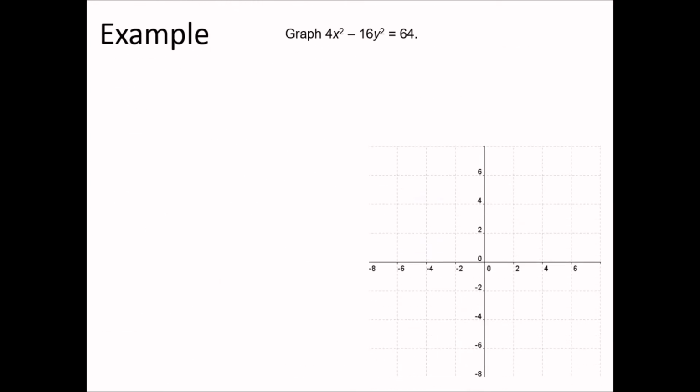Let's say we have here an example. Ang problem is, graph 4x squared minus 16y squared is equal to 64. Una niyong papansinin is kung naka-standard form ba siya. So, hindi siya naka-standard form, convert natin siya sa standard form. Pag kinonvert natin siya sa standard form, ang kakalabasan ay x squared over 16 minus y squared over 4 is equal to 1.